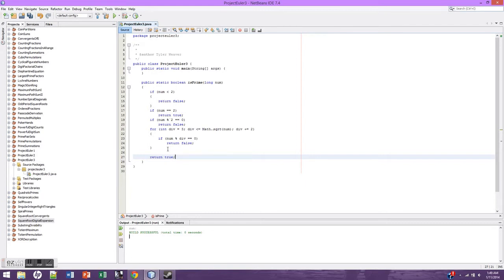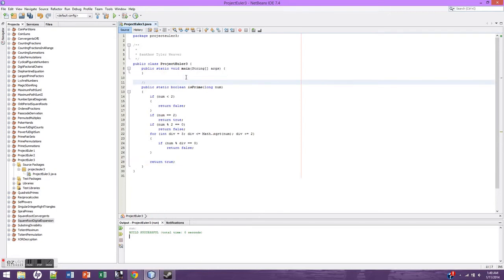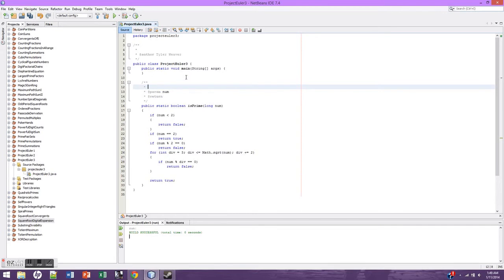Right, now since we have the method stated, we'll just state what it does up here. Determines if a number is prime. Number to check. And it will return a boolean true if and only if a number is prime.